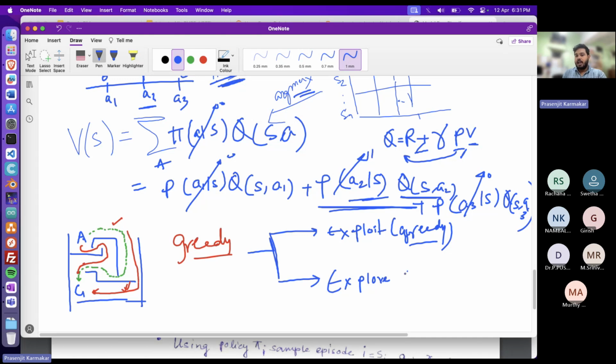And explore means I will not take action A2. I will take any other action than A2. I know that A2 is good, that's fine, but I will take some other action. So basically, I would not take the current best action. Okay, so why is it important?